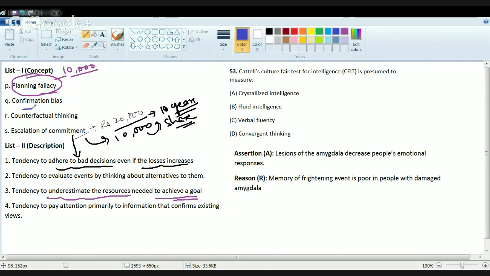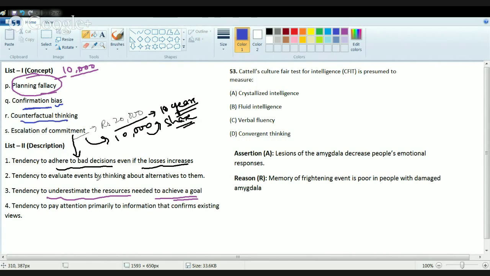The next is confirmation bias. What is confirmation bias? I try to pay attention to the things that already exist in my views. For example, I have something in my mind already, then I'll pay much more attention to it. So I try to do confirmation bias. I try to focus on the same issue again and again because I have a previous or existing idea about that question.